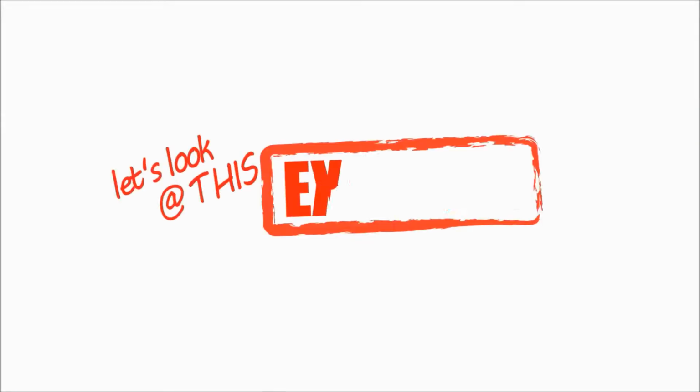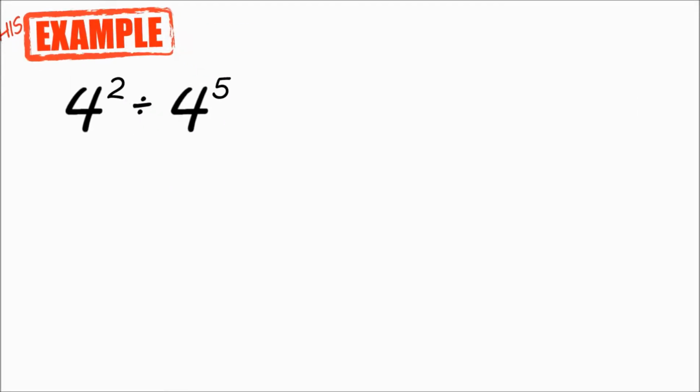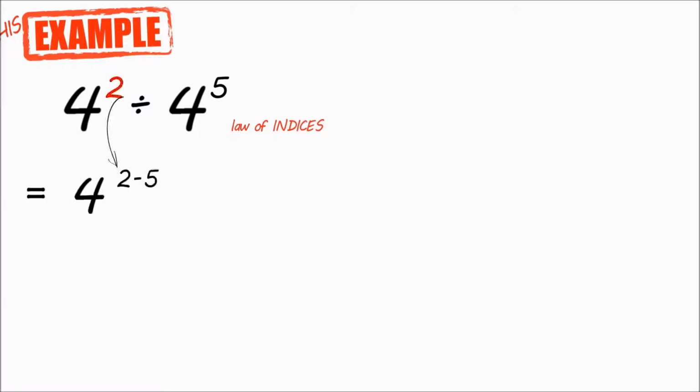Now, let's look at this example. 4 squared divided by 4 to the power of 5. Based on the law of indices, it is equal to 4 to the power of 2 minus 5, which can be simplified to 4 to the power of negative 3.